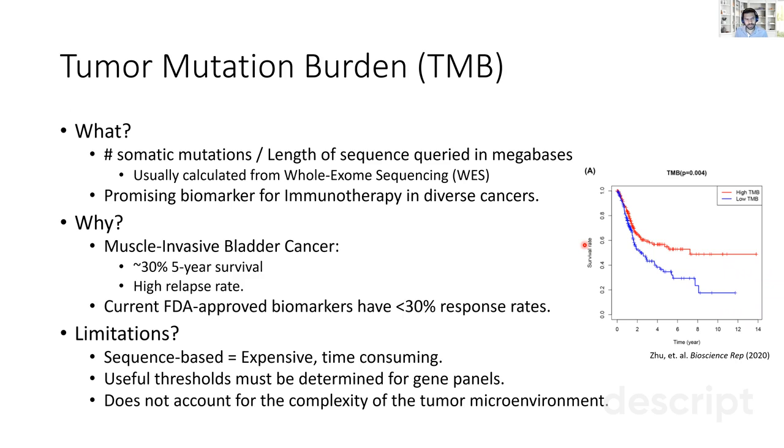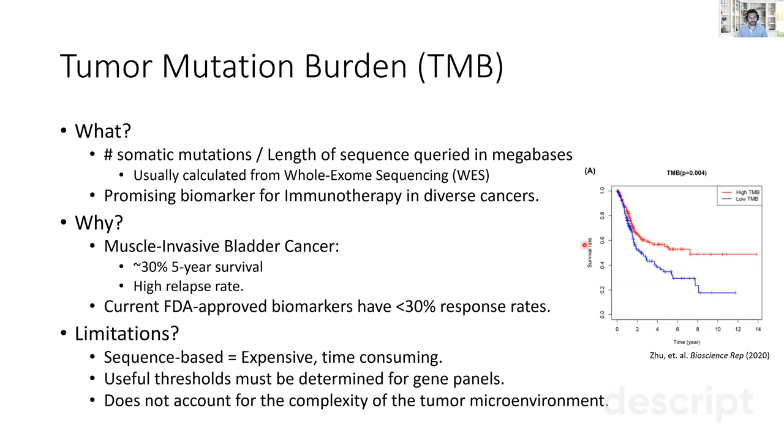What is TMB, tumor mutation burden? It's the number of somatic mutations divided by the length of sequence queried in megabases. It's usually calculated from whole exome sequencing, and it's a promising biomarker for immunotherapy in diverse cancers, including bladder cancer. Muscle-invasive bladder cancer is a type of cancer that has a pretty low survival rate and high relapse rates, and the current biomarkers that are being used have low response rates.